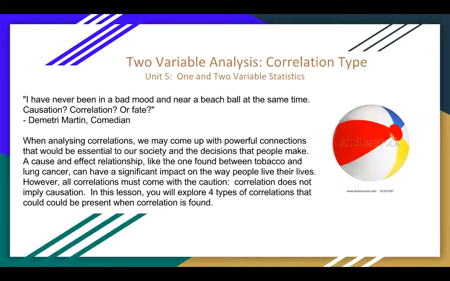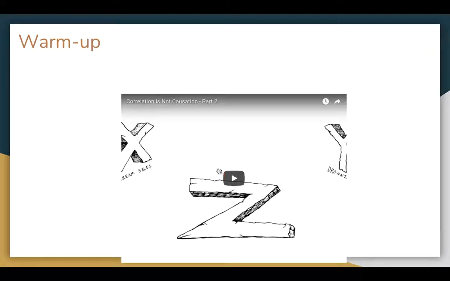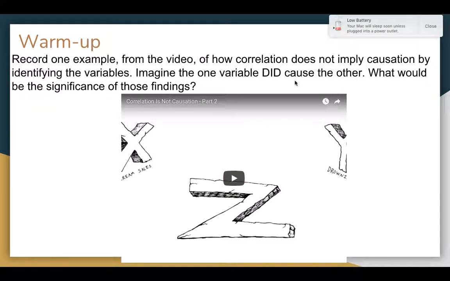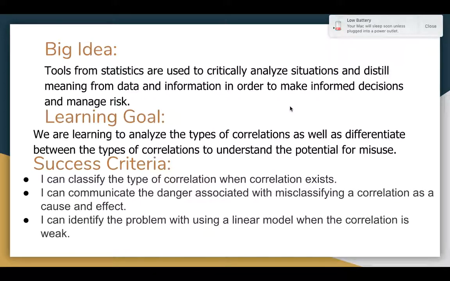We do want to say that there are some things that are cause and effect. But correlation always comes with the caution: correlation does not imply causation. There's a lot of work to be done to prove that something's causation. You can watch this video here. You could just imagine what happens if one of those variables did cause the other. What would be the significance of those findings?